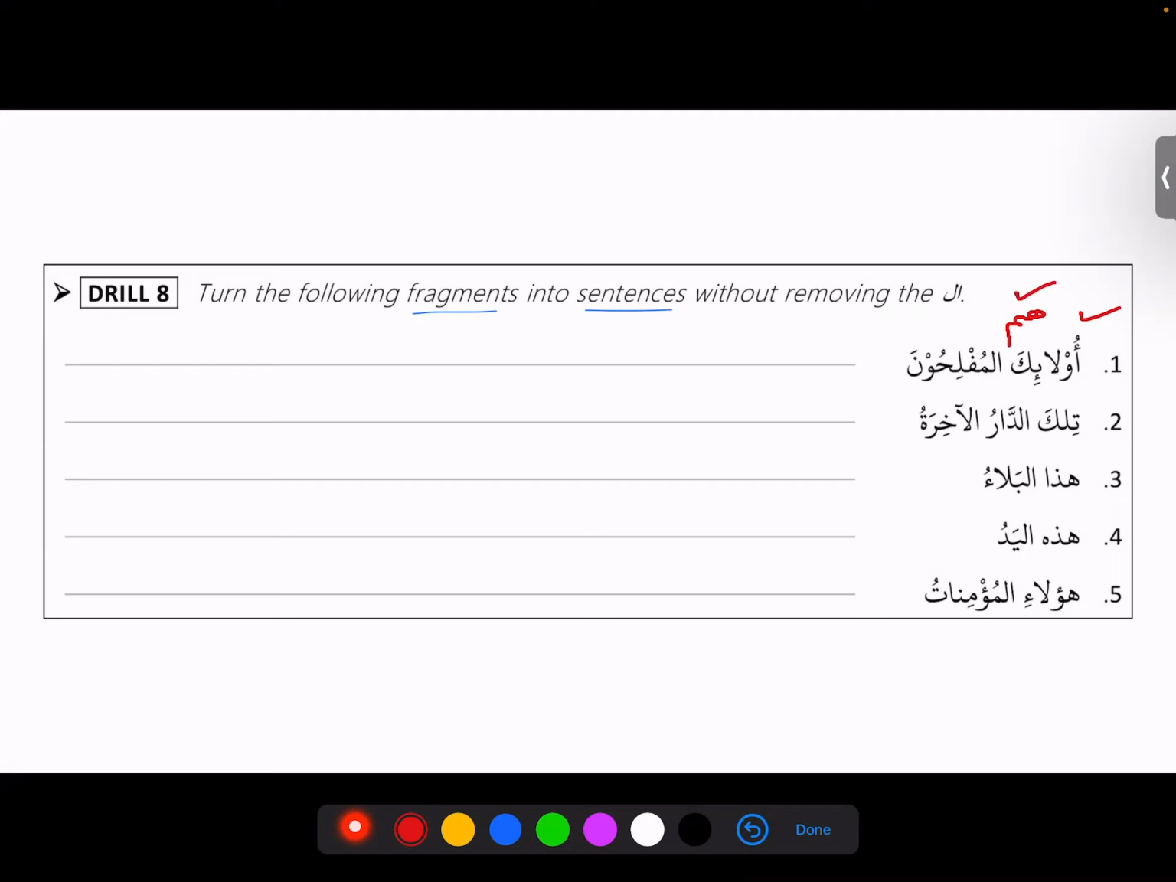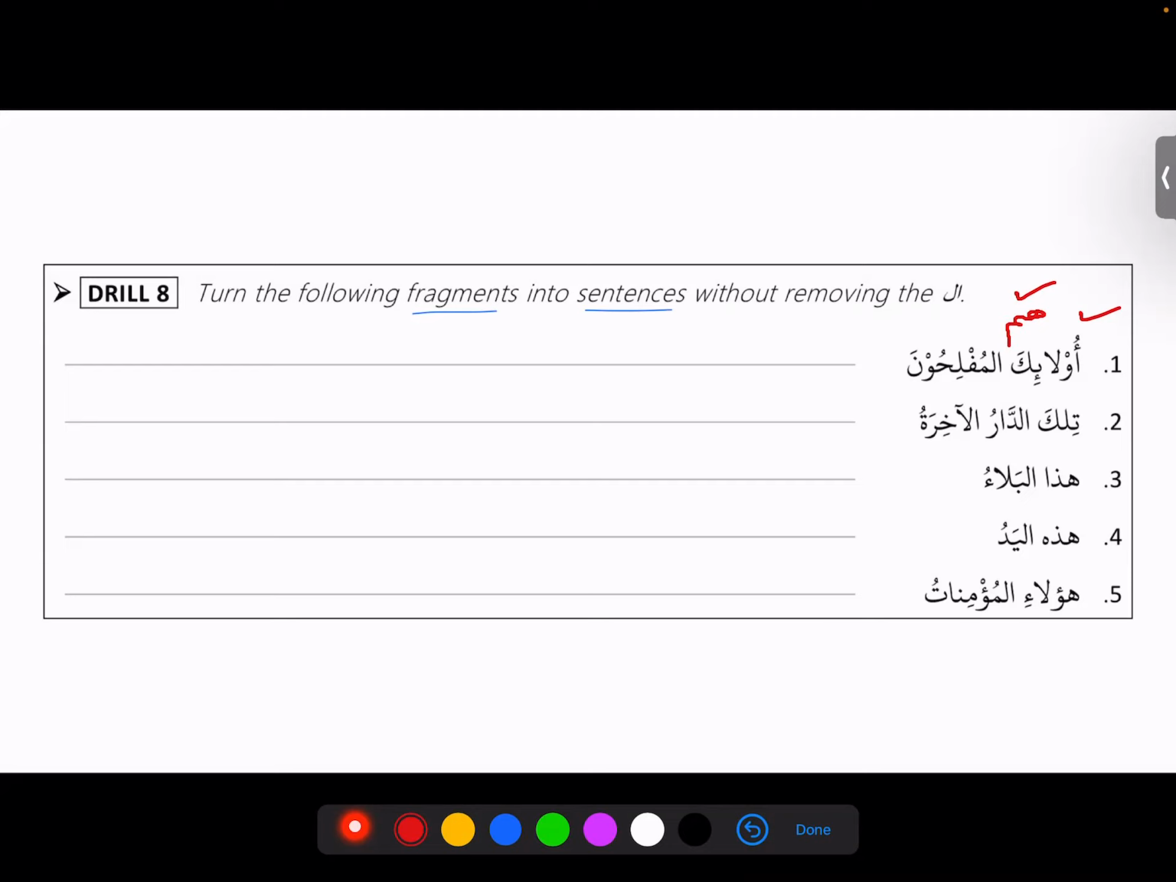And this is the beginning of Surah Baqarah, subhanallah, right? Allah subhanahu wa ta'ala is giving the certificate to these people that they are the successful ones. And we need to ponder over these ayat, that if Allah is giving a certificate to these people, who they are, we need to be among them, right? So, ulaika humul muflihun would be a sentence.